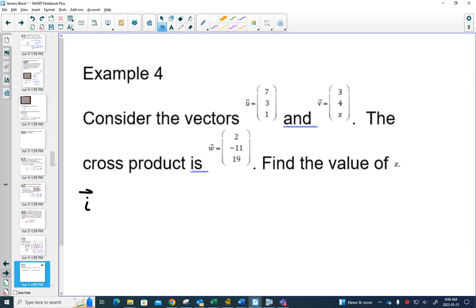I guess it's not super clear in this question, but it would be U cross V because it was written U first and then V.